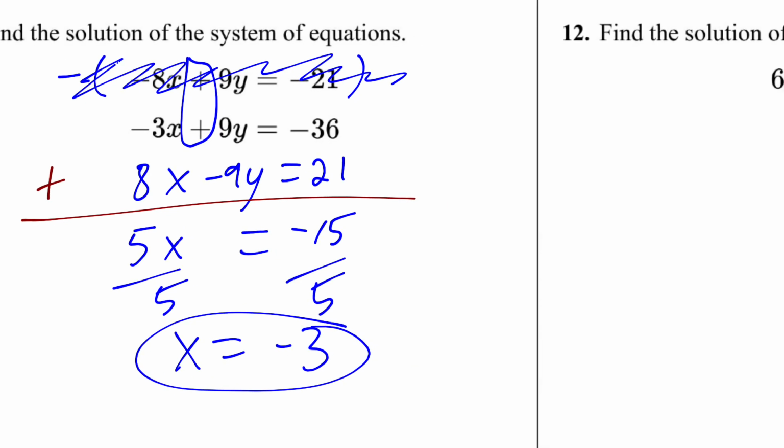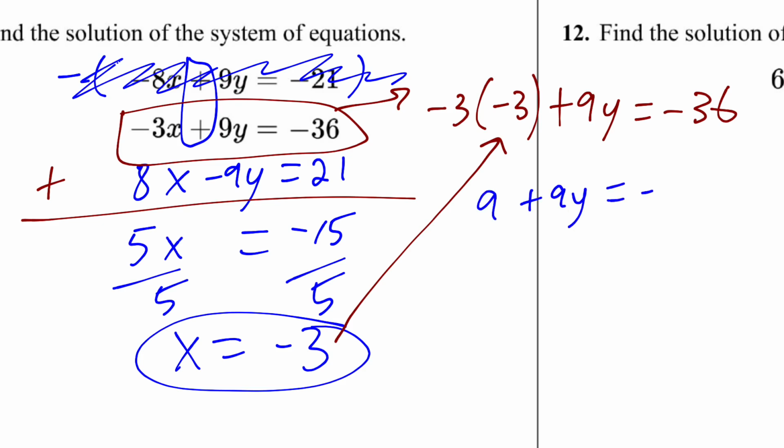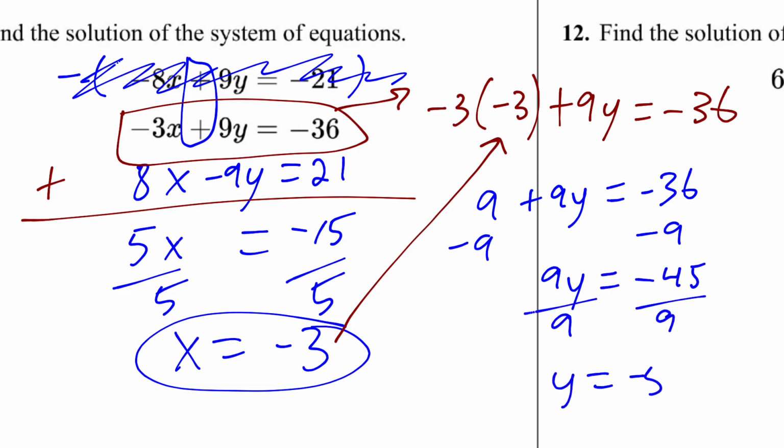Let's plug that into one of our original equations. So negative 3 times negative 3 plus 9y is equal to negative 36. That's this equation, and I plugged in this value. 9 plus 9y is equal to negative 36, minus 9 from both sides. 9y is equal to negative 45. Divide by 9, y is equal to negative 5.